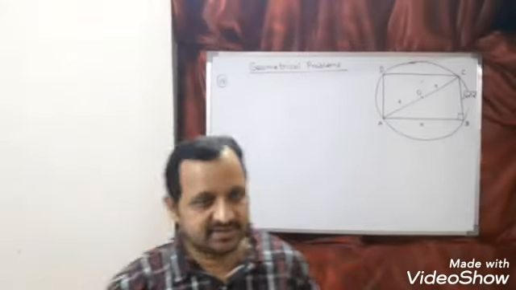So I can say this is a right angle triangle. So use Pythagoras theorem. R plus R, 2R, square, 4R square. So this value is nothing but 4R square minus X square. 4R square minus X square.